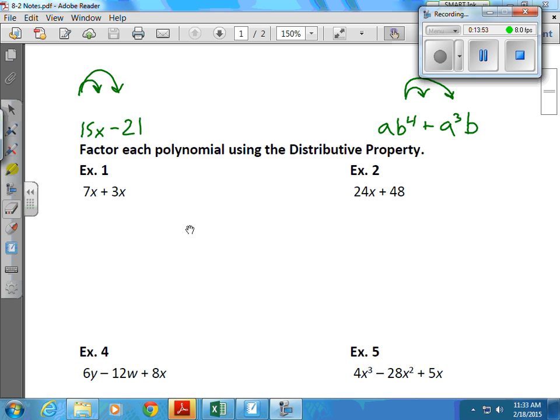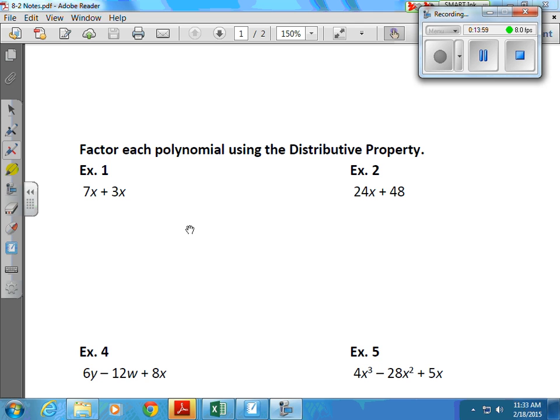Okay, now when we go to example 1, what we're going to do is work backwards. We have to find out what the greatest common factor is of the two terms, and we're going to divide that out. We're going to pull it out. So what's the greatest common factor of 7x and 3x? What do they have in common? X. So if I do a reverse of distribution, what is 7x divided by x? 7. What is 3x divided by x? 3.